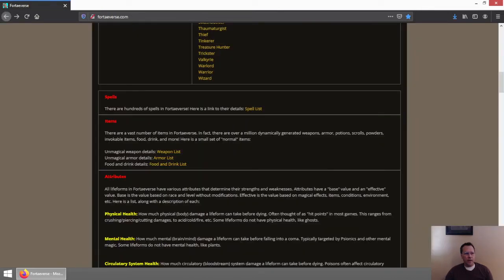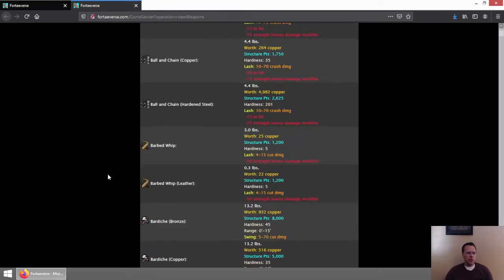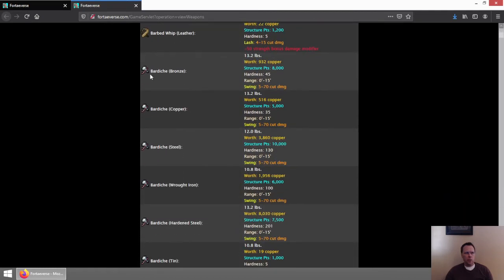We also have all the items that we can see. So I have over 1 million dynamically generated items, but all I'm putting on this list are, I'm going to call them non-magical normal items. But you'll be able to compare and see what kind of effects the weapon has.